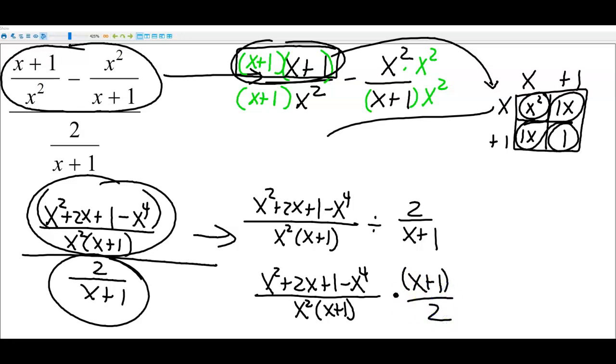You guys see anything that we can reduce this time? Yep. Now, these ones have pluses, right? Well, so long as you cancel out that whole thing, that's okay. That's all one big factor. So yeah, these can cancel out completely. And so I'm left with x squared plus 2x plus 1 minus x to the fourth over 2x squared.